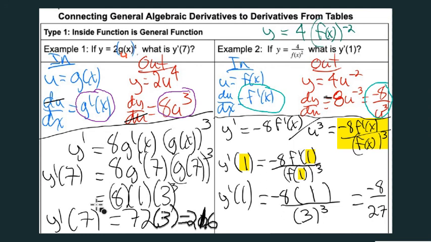There's another type of question, and what I wanted you to notice here is that the inside function was the general function here. That was the inside function, f of x and g of x. So we're going to do a different style in the next ones.